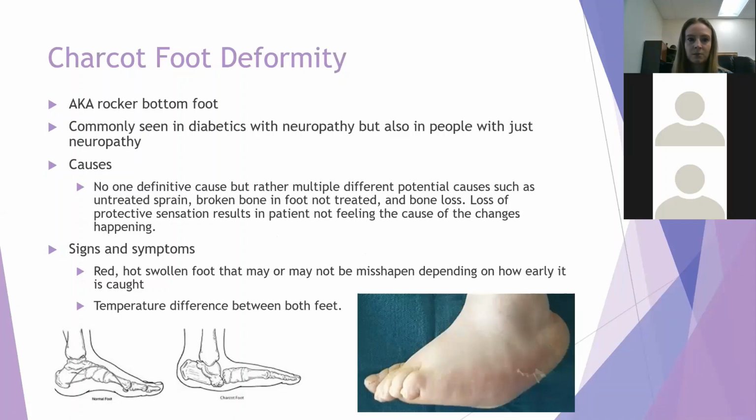So with diabetics and also some people with neuropathy, you can get the Charcot deformity. It's also known as the rocker bottom foot. Again, most commonly seen in diabetics. People with neuropathy have the same conditions that will cause it as well. But for the cause of it, there's not one definitive cause, but rather multiple different potential causes, such as an untreated sprain, a broken bone in the foot that's not treated, or bone loss.